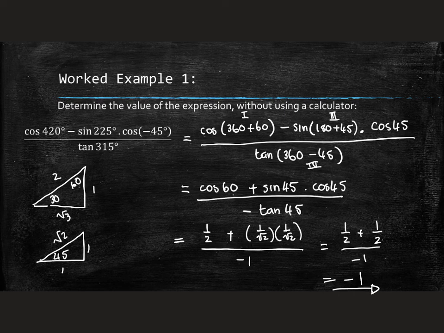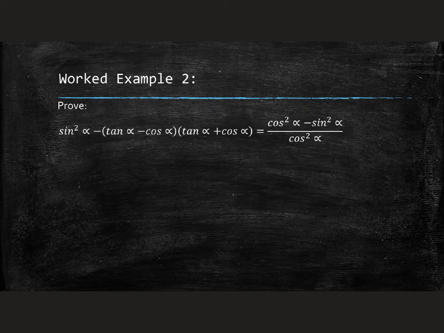The second type of question you would have done a lot of in grade 11 is proving a left-hand side and a right-hand side. So pause this video, using pen and paper, try to prove the left-hand side, sine squared alpha minus, in brackets, tan alpha minus cos alpha, multiplied by, in brackets, tan alpha plus cos alpha, is equal to the fraction cos squared alpha minus sine squared alpha all over cos squared alpha.